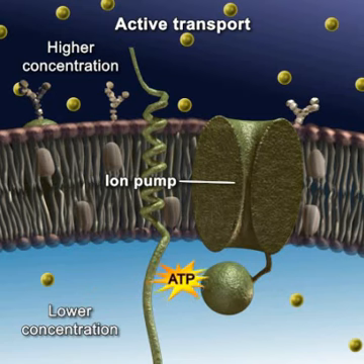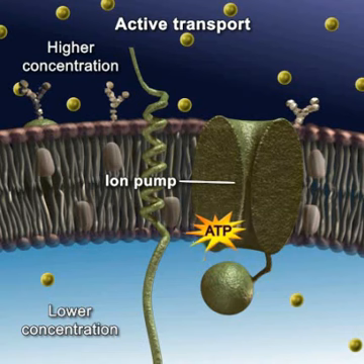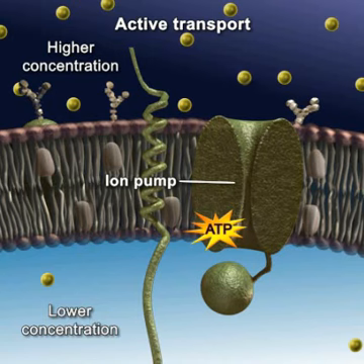A specialized cellular component called the ion pump makes possible a number of active transport mechanisms. An ion pump is a protein structure in the cell membrane. The ion pump uses energy from ATP to actively move ions across cell membranes against their concentration gradient.